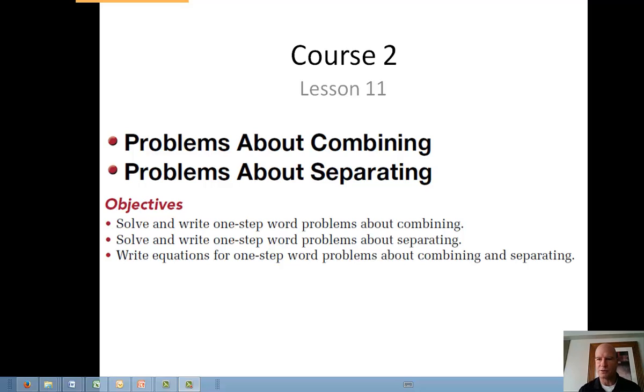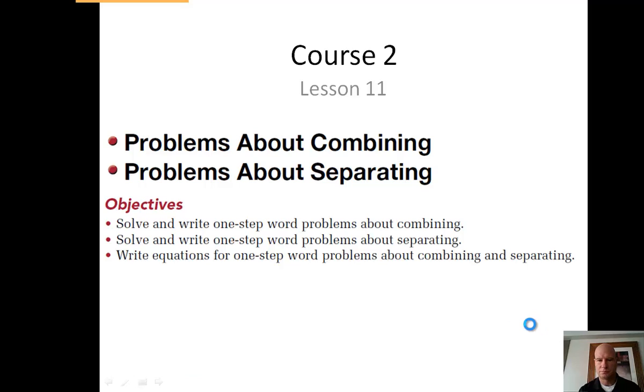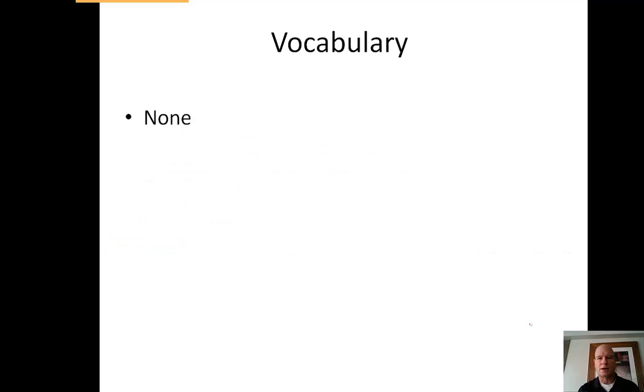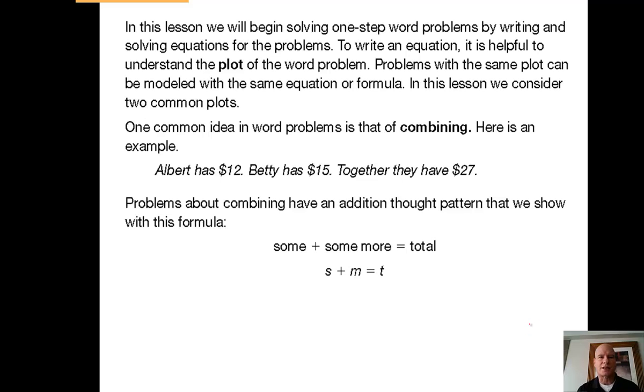For this lesson, we do not have any vocabulary. I do encourage you to go back and review the vocabulary from previous lessons. Continue to learn and commit to memory those words and their definitions. In this lesson, we will begin by solving one-step word problems by writing and solving equations for the problems.